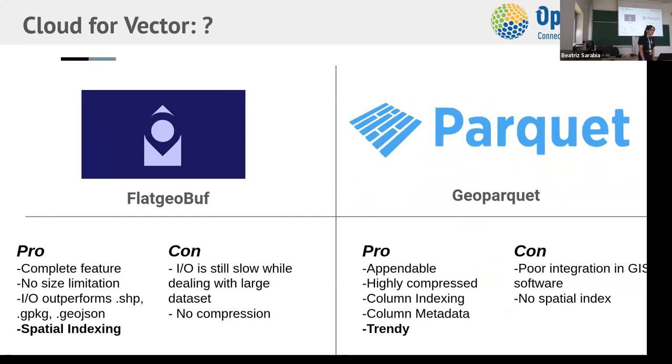Okay. So what is the optimal cloud solution for vector data? As I put the question mark here, I still don't know because there are still some debates in the community about what is the best format for vector data, but we have some candidates like FlatGeobuf on the right side and GeoParquet on the left side. So we first come to FlatGeobuf.